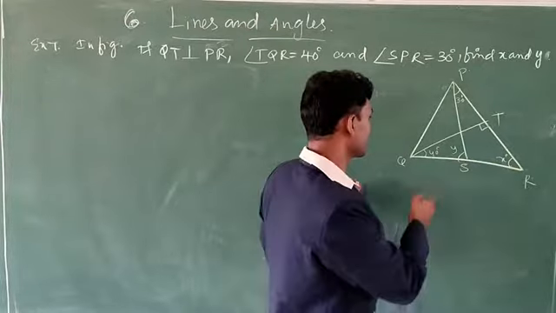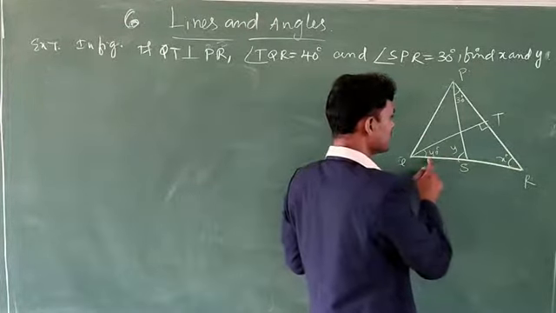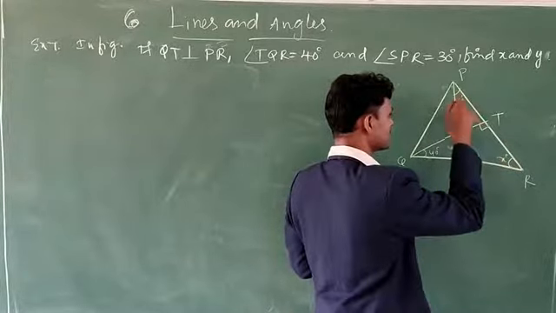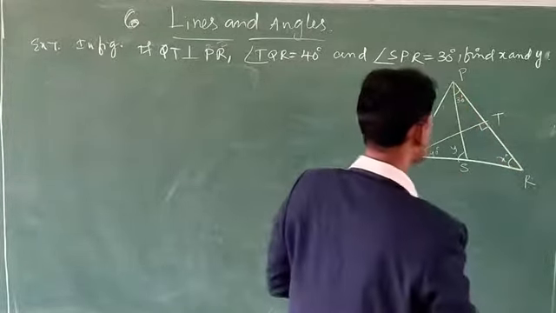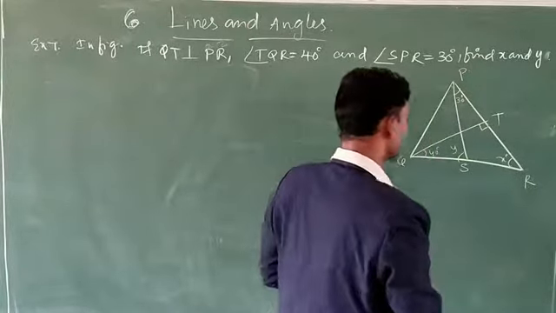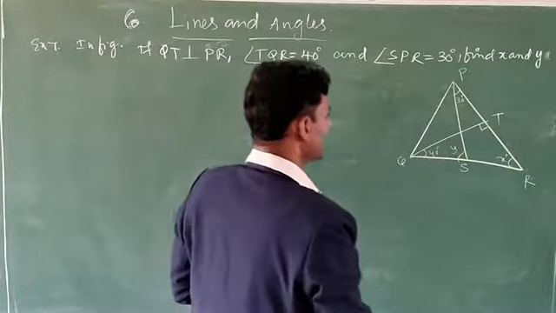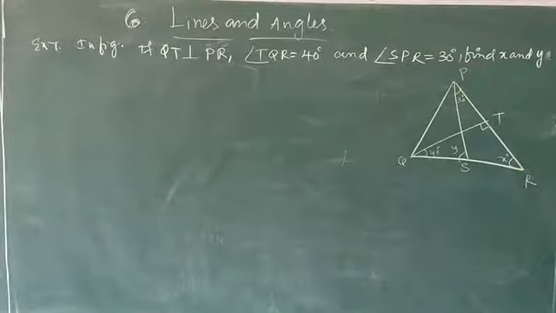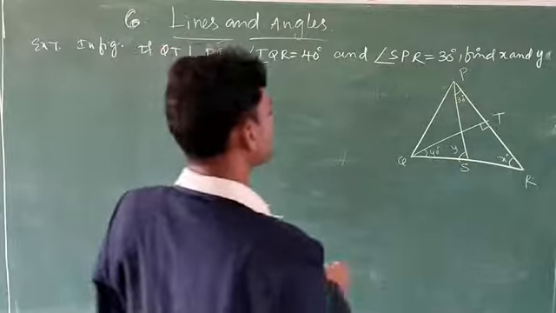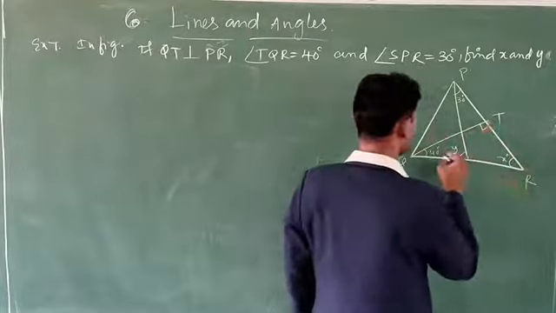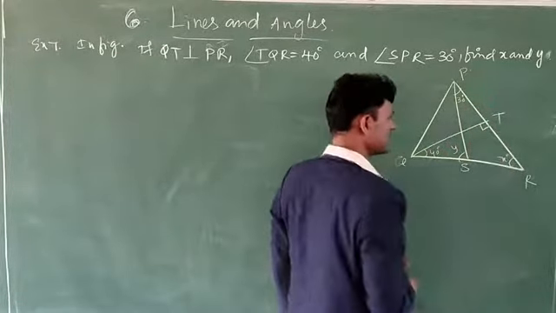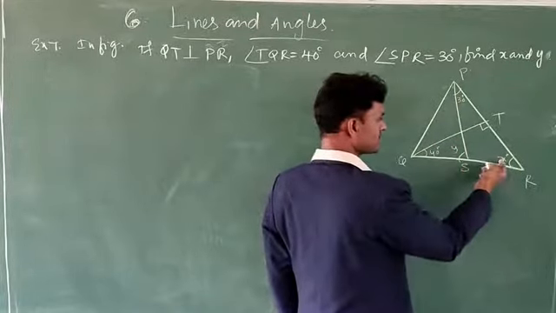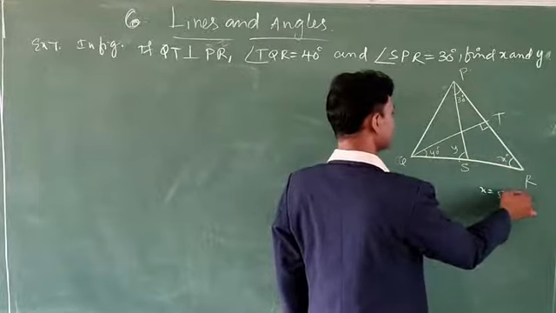How, see here. This is 40 degrees, then this is 90 degrees, this is x, this is 30. Here, the sum of the three angles in triangle QTR is equal to 180 degrees. 40 plus 90 plus x is equal to 180. Then 90 plus 40 is 130, and 180 minus 130 is 50 degrees. x is equal to 50 degrees.